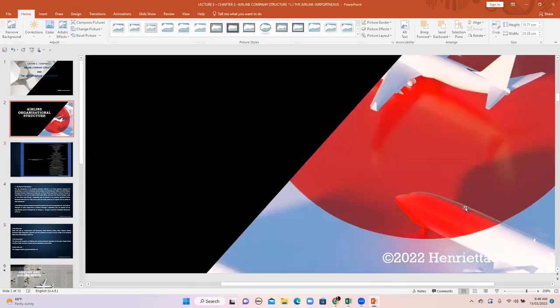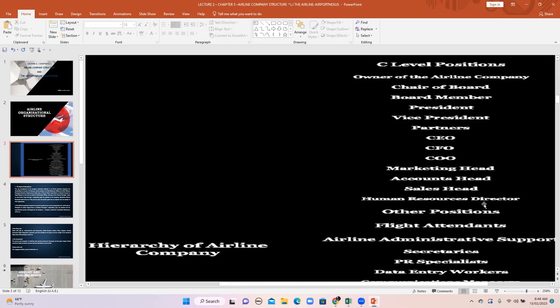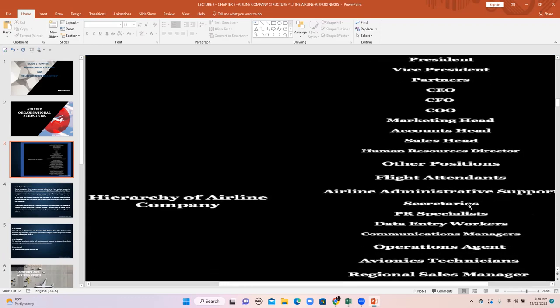If you can see here, the C-level positions comprise the owner of the airline company, reiterating, it can comprise the chair of the board, that is the chairman, the board members, presidents, vice president, partners, CEO, CFO, COO, CLO, then marketing head, accounts head, sales head, or general manager, sales, whatever designation they might give the person, then human resources director, or other positions.